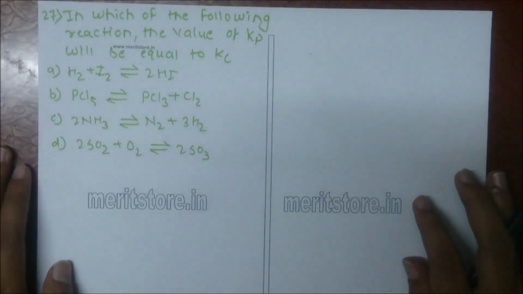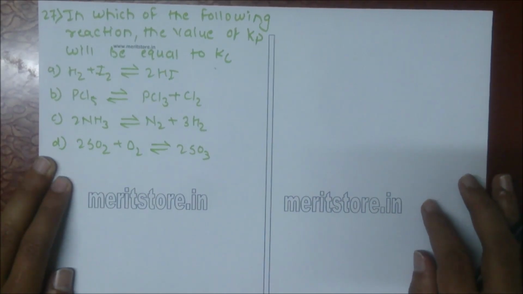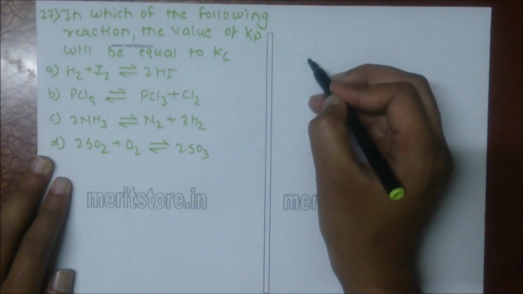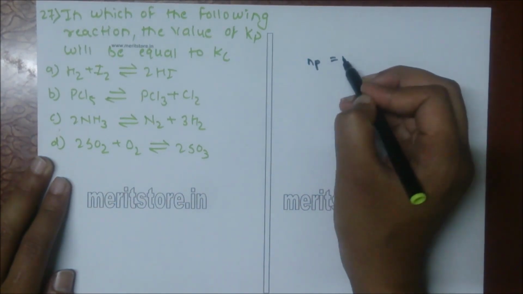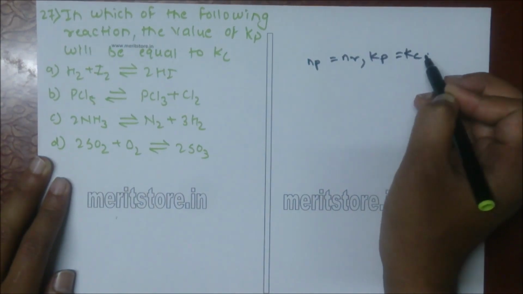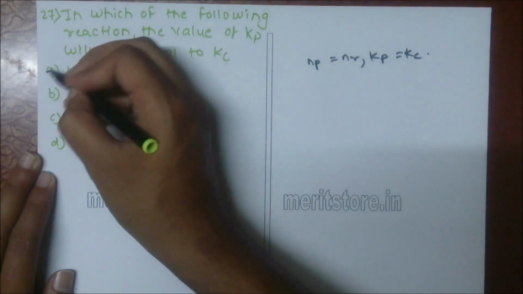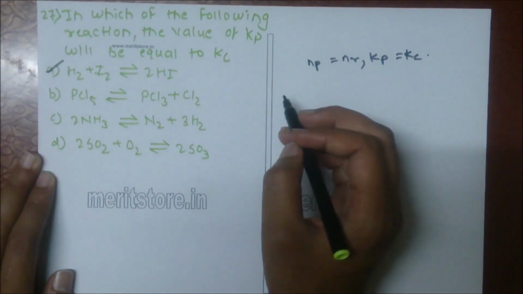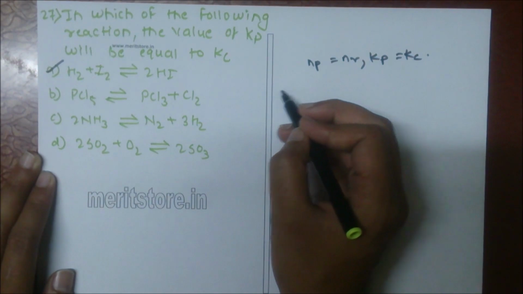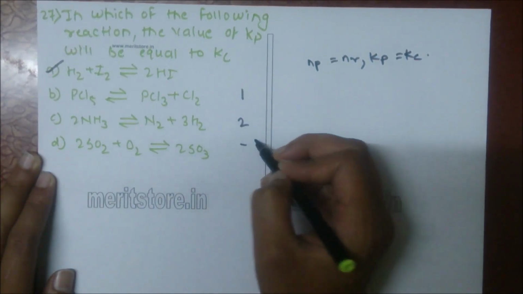In which of the following reactions is the value of Kp equal to Kc? In equation 1, H2 plus I2 gives 2HI, where the number of moles of products and reactants are equal. So Kp is equal to Kc. Therefore, the values of Kp and Kc will be equal for option A. In statement B, the number of moles is not equal, as it is 1, and in this it is 2, and in this equation it is minus 1.